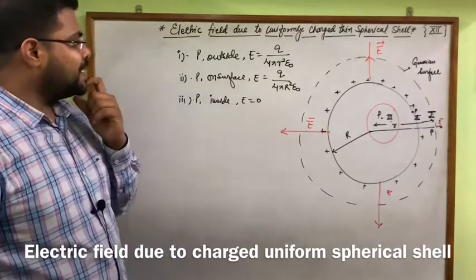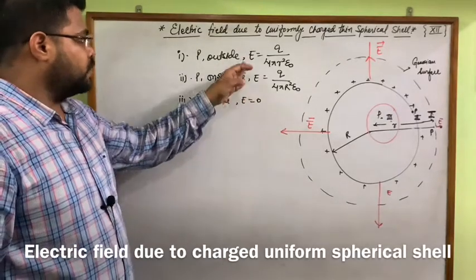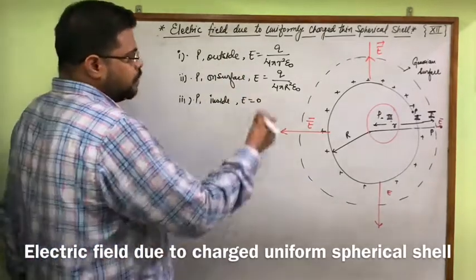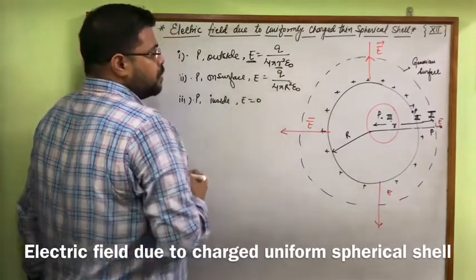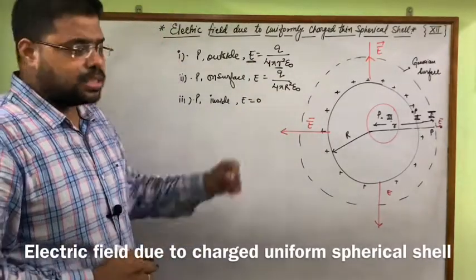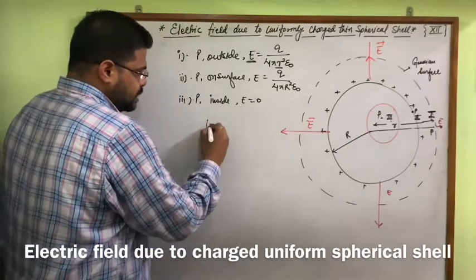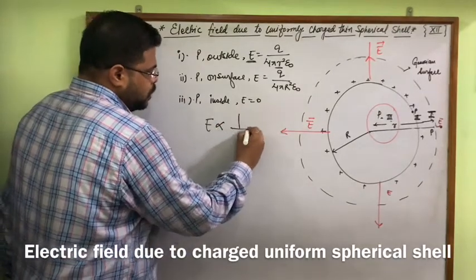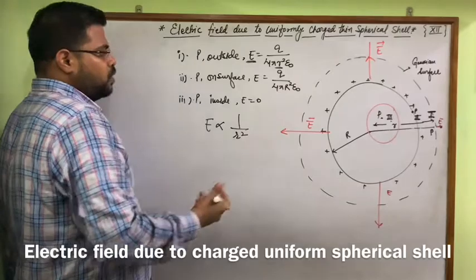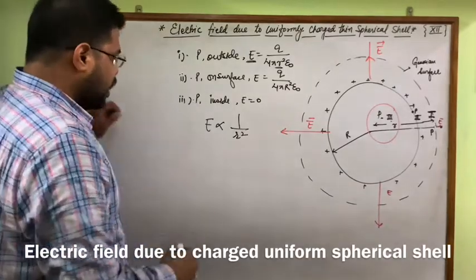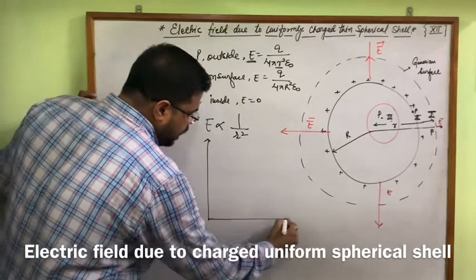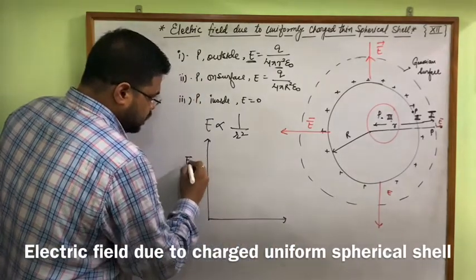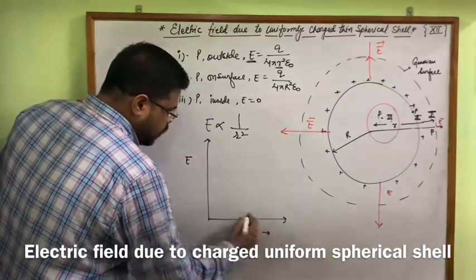You can easily see that in the first and second cases, one important thing is that the electric field is inversely proportional to the distance. So we can say that E is inversely proportional to r square and follows the inverse nature. So when we plot the graph between electric field and distance, look here, it will look like that.